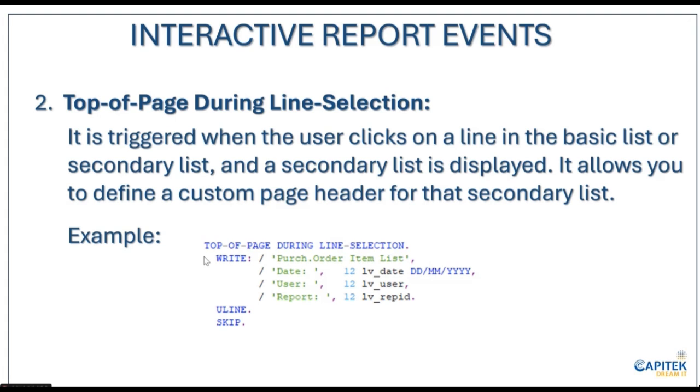The user is trying to click on the line, which is called at line selection. So at the time of line selection by the user, what is the top of page? Very simple. In top of page during line selection, you put information like purchase order item, some date, some user, some report information.